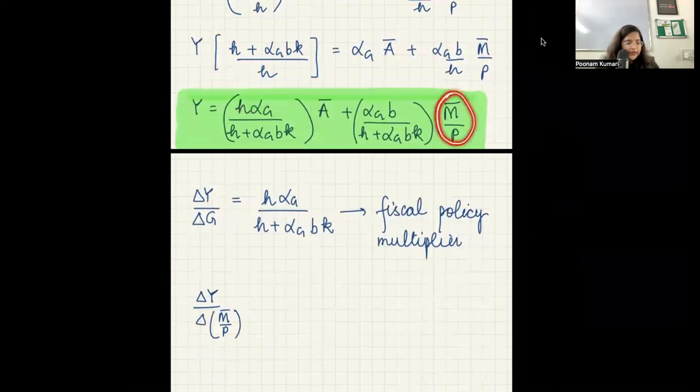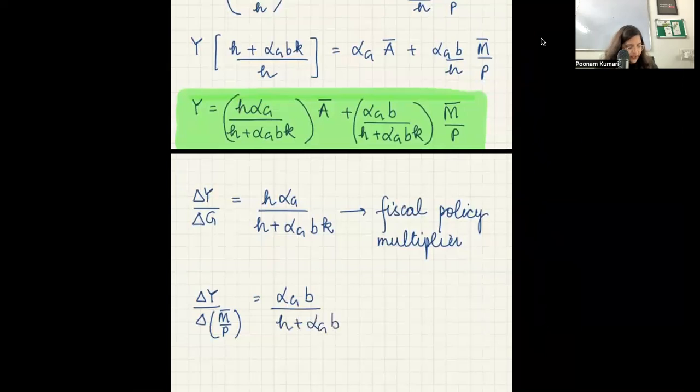सो ये चेंज होते टाइम इसको कुछ नहीं होता है. सो there is no change here. सो दैट इज सिंपली this particular thing, alpha g b divided by h plus alpha g b k. So this is your monetary policy multiplier. ठीक है, ये आपका monetary policy multiplier है.